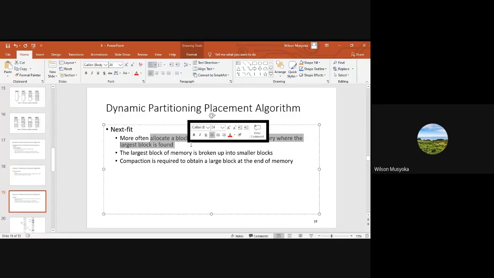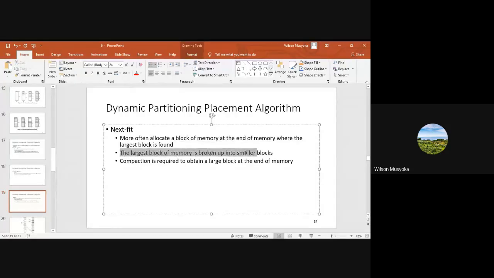So the assumption is that at the end of the memory, that is where you will find the most space available. So in order for you to start searching, the operating system will start searching from the end of the memory block so that it can find the largest available memory to fit that process. So the largest block of memory is broken down into smaller blocks, which now can be used for allocation.